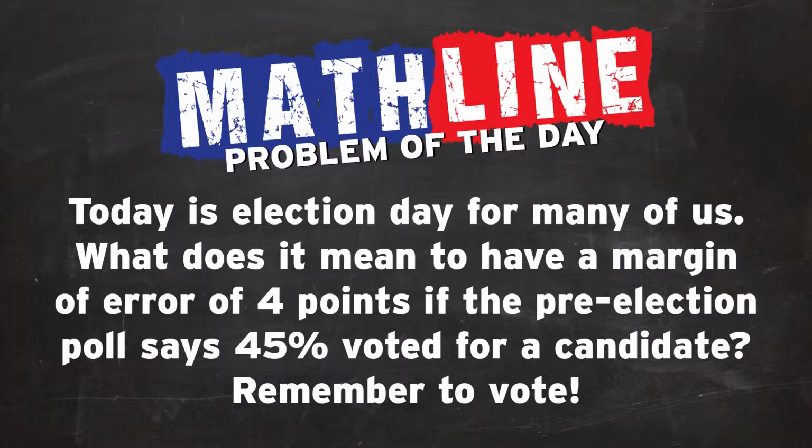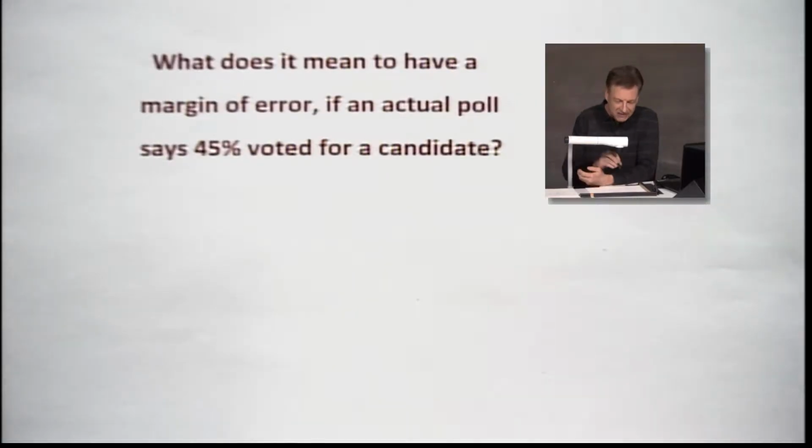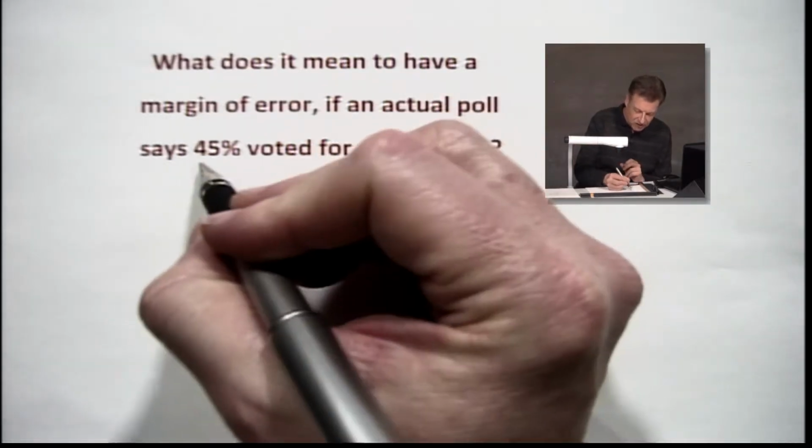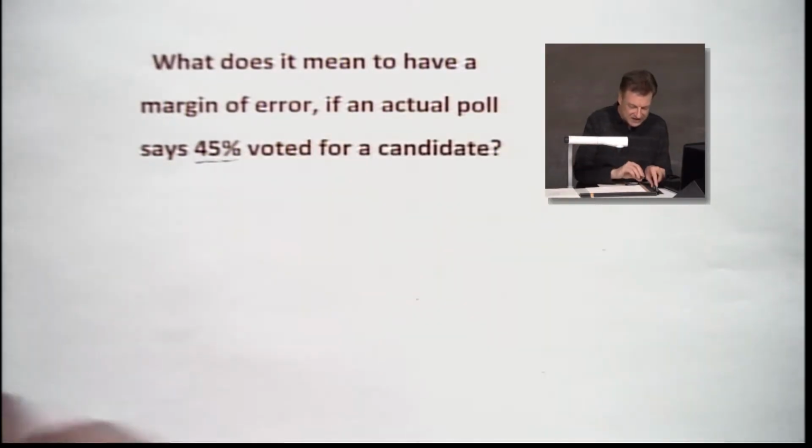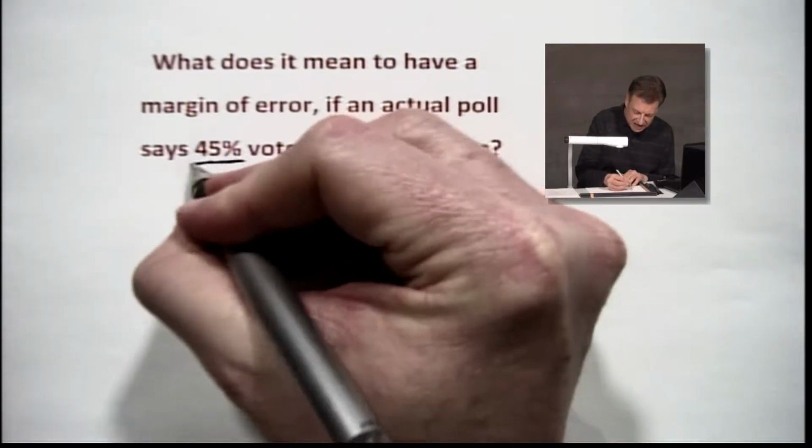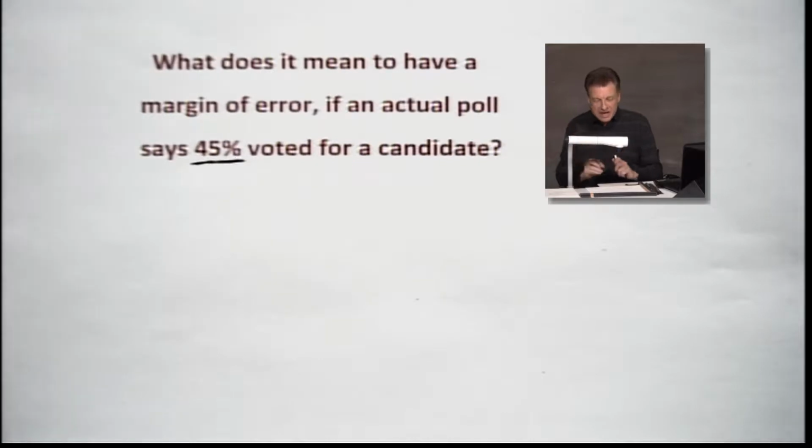Again, what does it mean to have a margin of error of 4 points this time if the pre-election poll says 45% voted for a candidate? So let's take a little look at this. I've taken a little bit of it out, and then we're going to bring that back in. First of all, we have a poll that has said 45% voted for a certain candidate. Now, pre-election, if you take the actual ballot box, there is no margin of error.